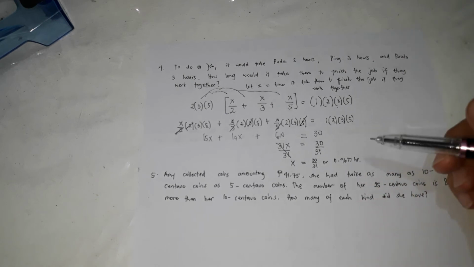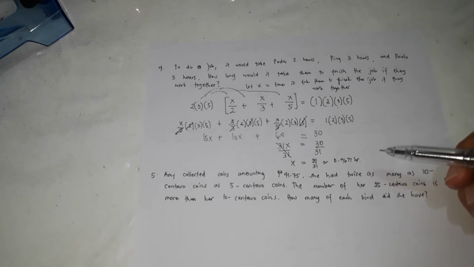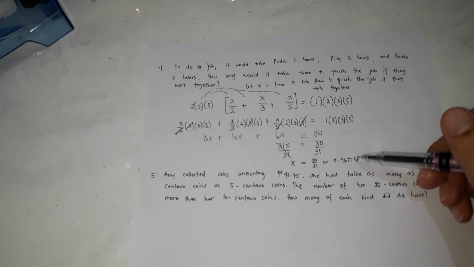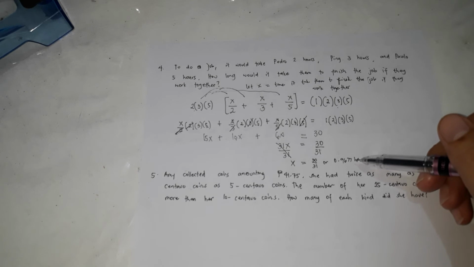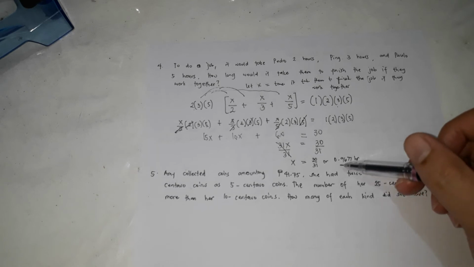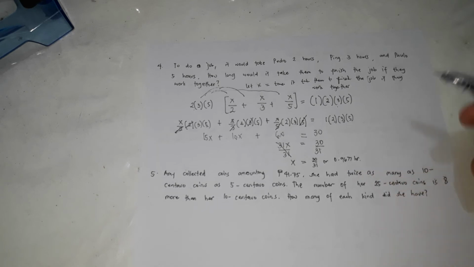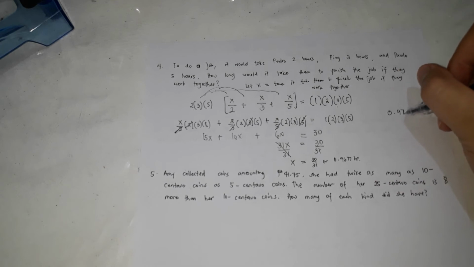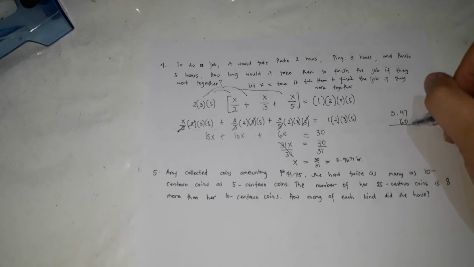So, hindi siya 1 hour. It's less than 1 hour ng kanilang trabaho. So, how many minutes is 0.967? So, we're going to round it off to 0.97 times 60. Kasi 1 hour is 60 minutes.